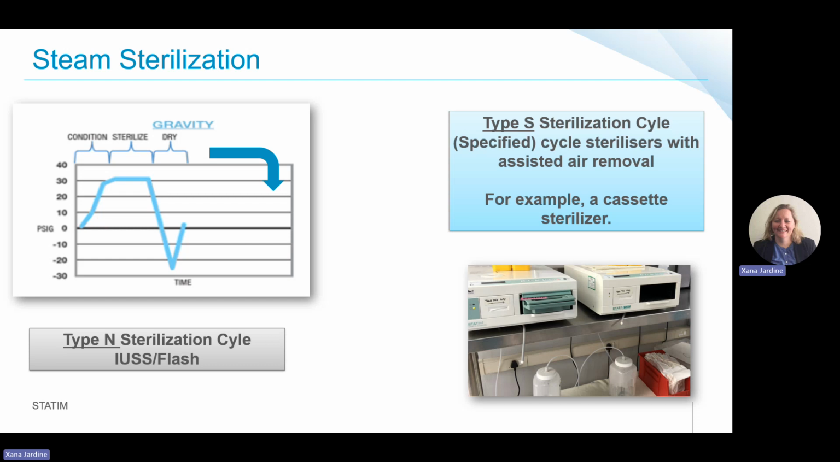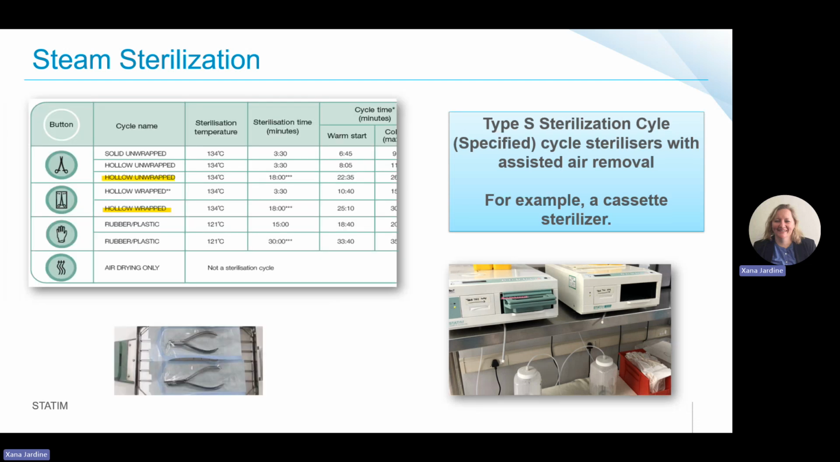Let's summarize those three again so that we can remember them in a second. The type S can be designed for hollow items, and you can use cycles that contain pouches, or you can do things that are wrapped or unwrapped, obviously. The type S cycle, as we said, has got some form of assisted air removal. It is validated for certain items like dental drills, for example, but it's not validated for all types of devices.